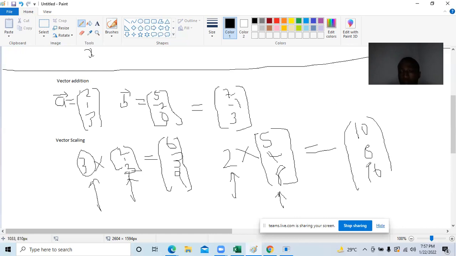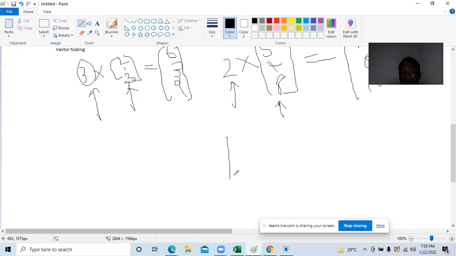So if we have a vector 2, 2, for example, there's 2 on the x-axis and 2 on the y-axis. If you scale it by 3, we're going to have vector 6, 6, which is this multiplied by 3. So if we check here and here, we're going to have 6 and 6.